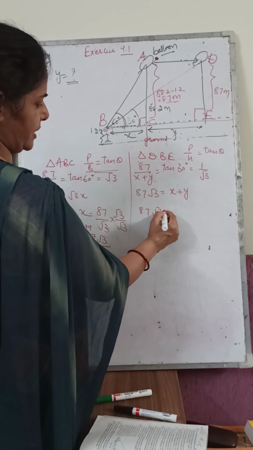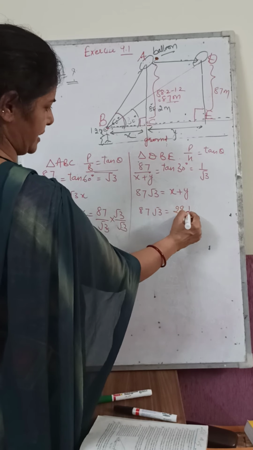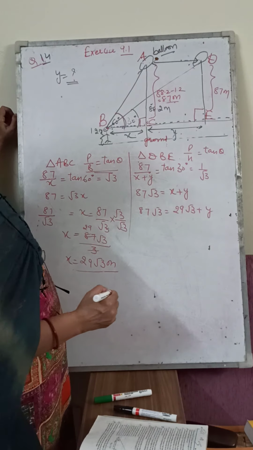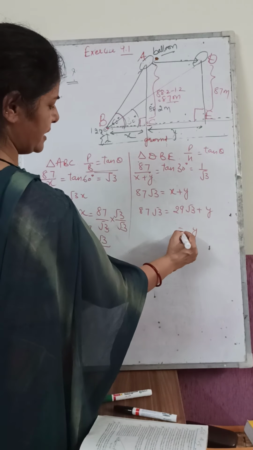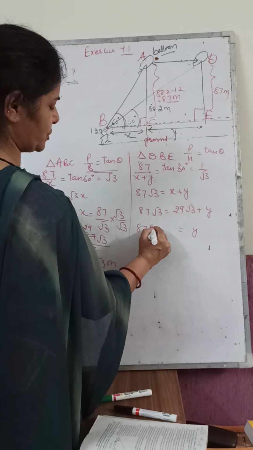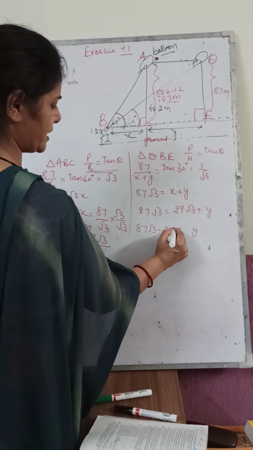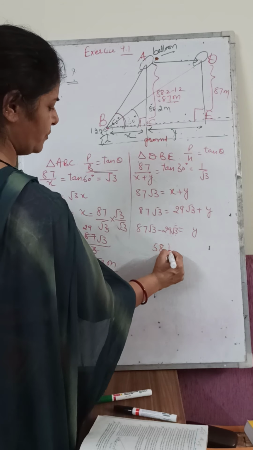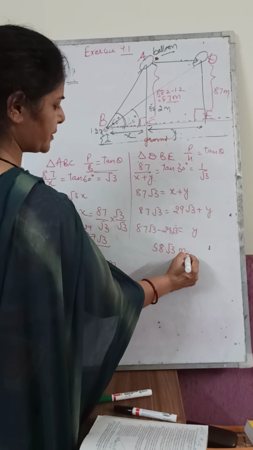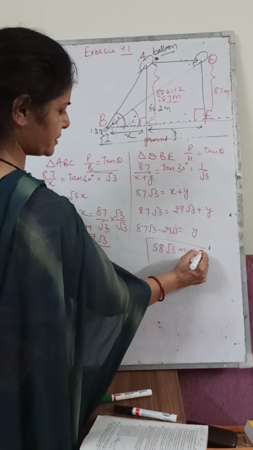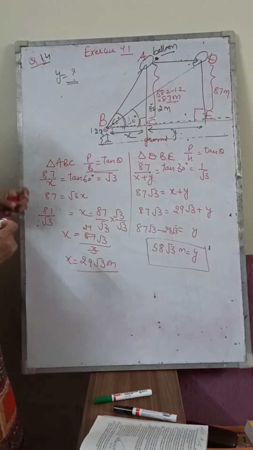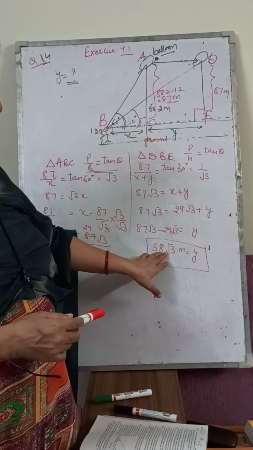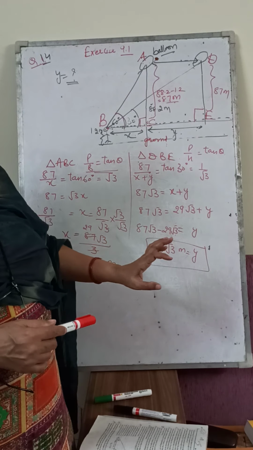87 root 3 is equal to 29 root 3 plus y. So what will be y? It will be 87 root 3 minus 29 root 3. It will come out to be 58 root 3 meter. This is your answer. Is it clear? 58 root 3 meter is the answer.